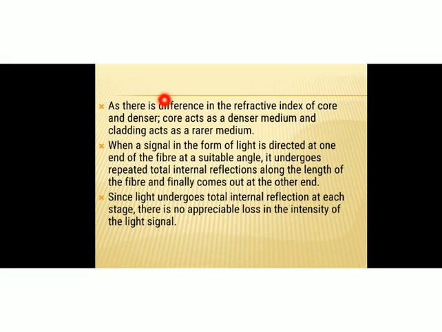As there is a difference in the refractive index, the denser core acts as a denser medium and the cladding acts as a rarer medium. So when a signal in the form of light is directed at one end of the fiber at a suitable angle, it undergoes repeated total internal reflections along the length of the fiber and finally comes out at the other end. Since light undergoes total internal reflection at each stage, there is no appreciable loss in the intensity of the light signal.